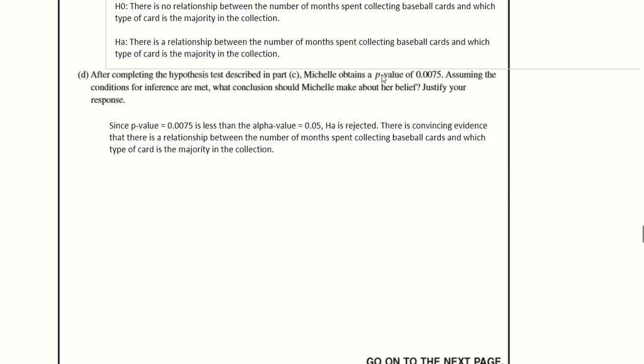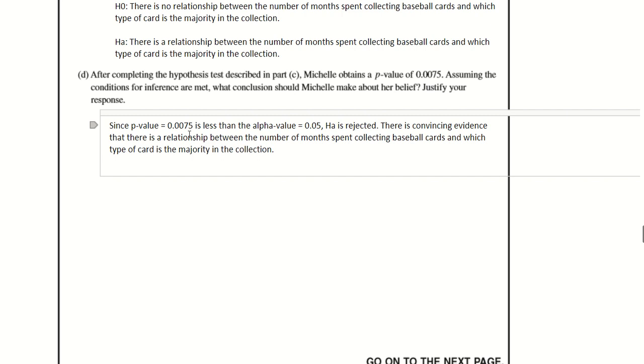And so here it gives us a p-value of 0.0075. And we can conclude that since the p-value of 0.0075 is less than the alpha value of 0.05, we can say that the null hypothesis is rejected. There is convincing evidence that there is a relationship between the number of months spent collecting baseball cards and which type of card is the majority in the collection.